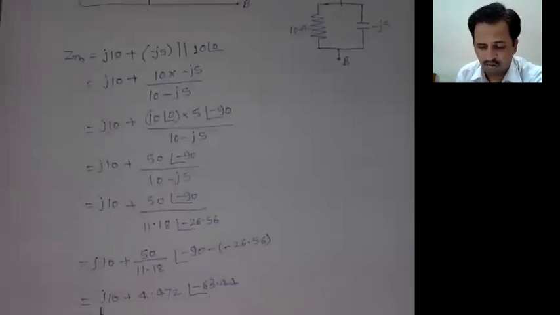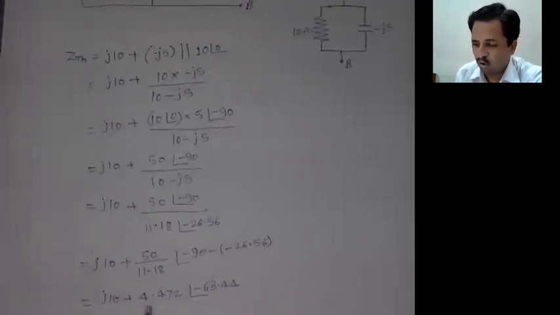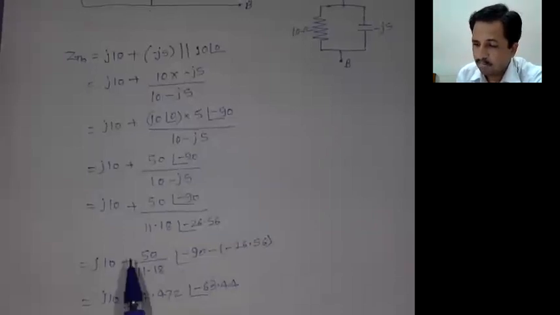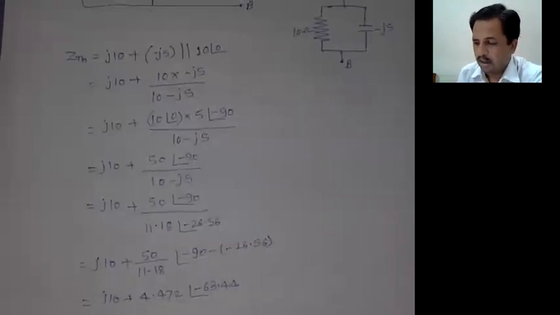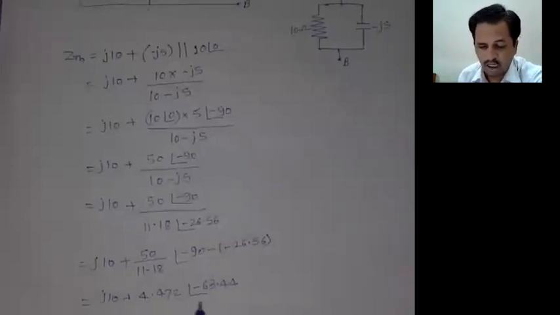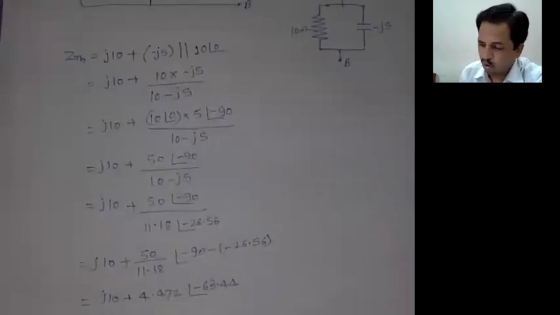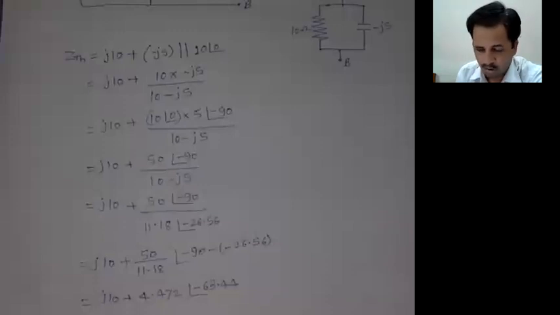Now this quantity is obtained, that is ZTH. Again it is not in the required format. We have to convert this quantity into polar format, and it is converted like this. That is, j10 is nothing but 10 with angle plus 90 degrees. Now the summation of these quantities is not easily obtained. Therefore, we have to convert this quantity into another format, that is rectangular format. That is j10 plus 2 minus j4 it is.